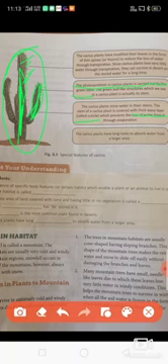Now the cactus plant has long roots. Why do they have long roots? Because they have to suck the water from down below. When they are sucking the water from down, it takes a lot of time, because of the sand, the water is not available in the nearby place. So that is why they have to bring the water from down, and that is why the roots are long in size.